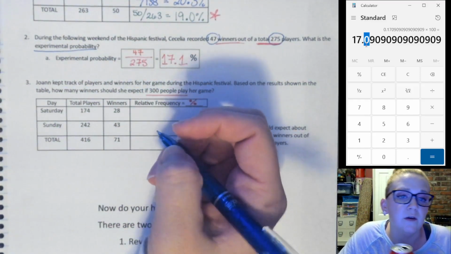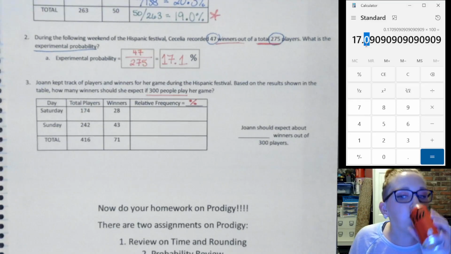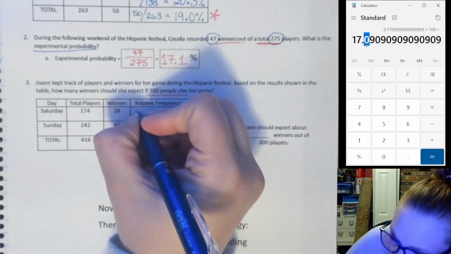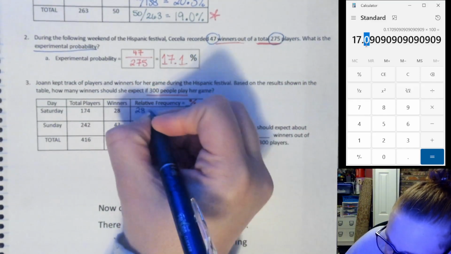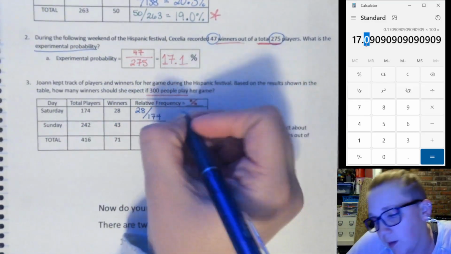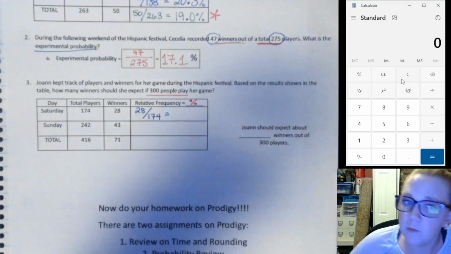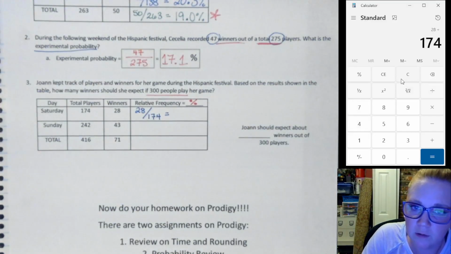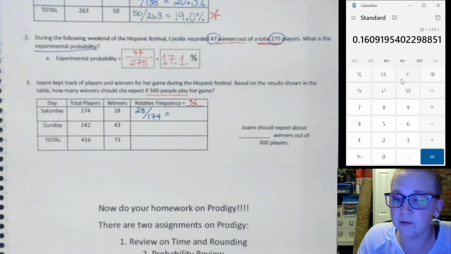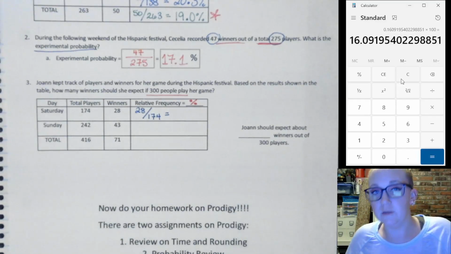So first we're going to do it for Saturday. So go ahead, write the winners out of the total for your fraction. Okay, so again, I want my winners out of the total people that played on Saturday. And again, we've got to take that whole thing and put it into the calculator. So we need 28 divided by 174. Get that lovely decimal, but again, we're not done yet. That's not the percent. For the percent, you have to multiply by 100. And again, we're going to have to round to the nearest tenth.